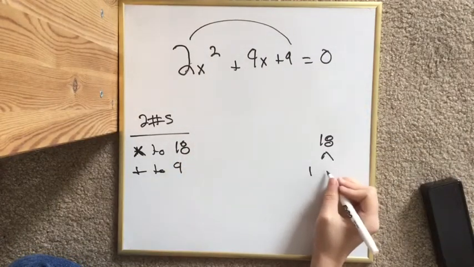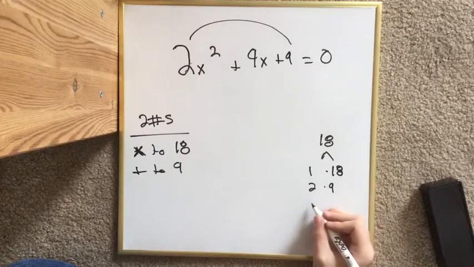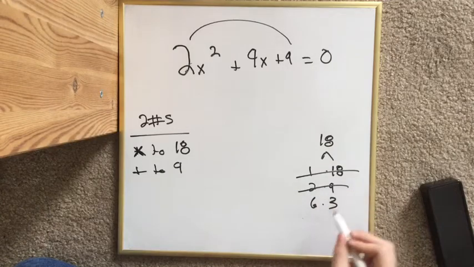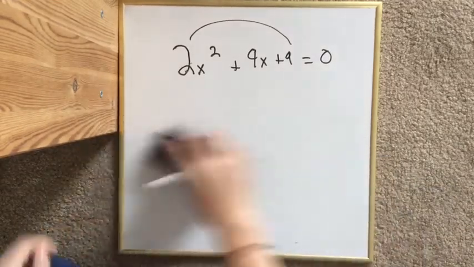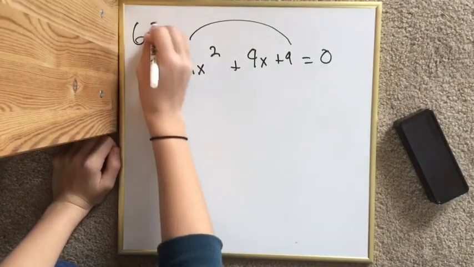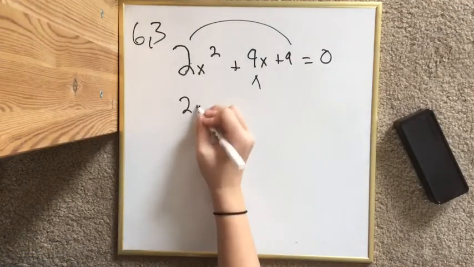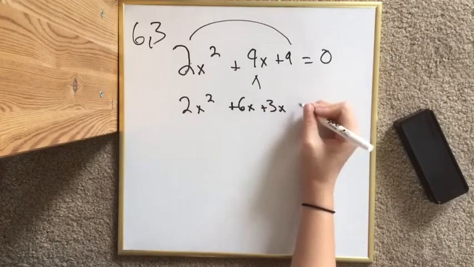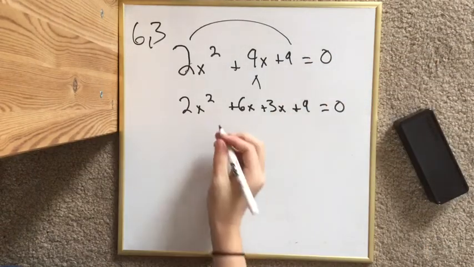Let's find our numbers. Okay. Well, 1 and 18, 2 and 9, 6 and 3. We know that the first two will not work. 6 and 3 work because 6 plus 3 is 9. Hopefully you can see that our numbers are 6 and 3. Okay, so remember we split the x because there is something before the x squared. 2x squared plus 6x plus 3x plus 9. Don't forget the equals 0, okay? It's causing us problems, but we cannot forget about it.